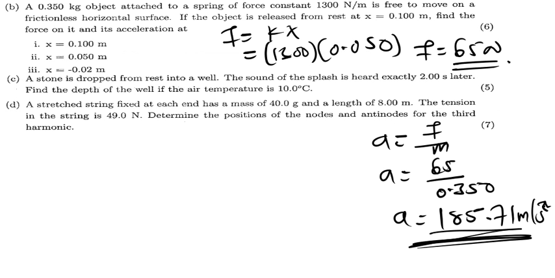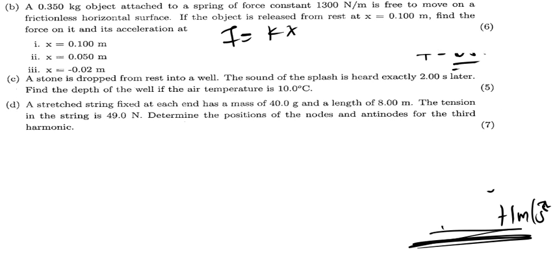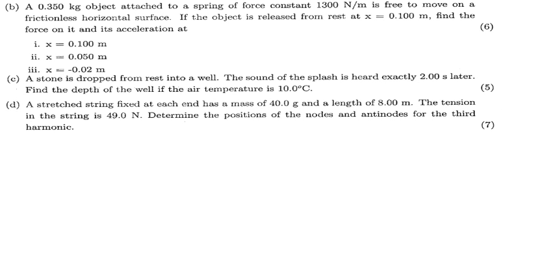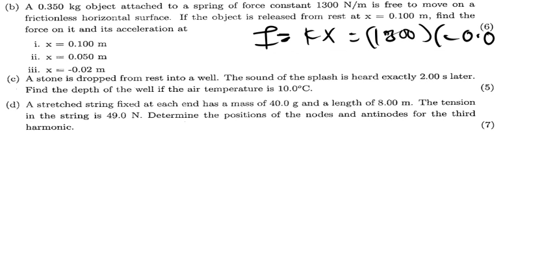Let's go to part 3. We'll use the same formula: force is equal to kx. The k is 1300 and the x is negative 0.02. So the force will be 1300 times 0.02, which gives negative 26 newtons, because the x is negative.